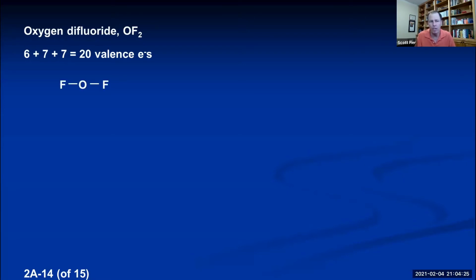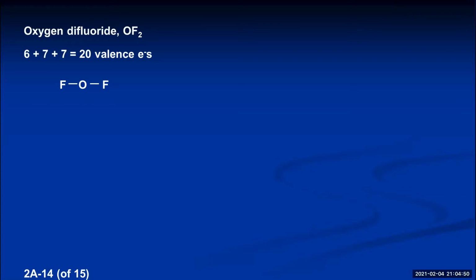Those dashes represent a pair of electrons shared between the two close atoms, making a bond. So this is two electrons shared between this fluorine and the oxygen. It holds these two atoms together. This dash is a pair of electrons shared between the oxygen and this fluorine. It holds those two atoms together. How many electrons have I used so far in my Lewis structure? Four. I've got to get to 20.